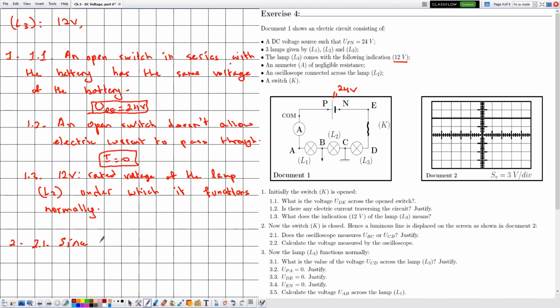Since the phase terminal is connected to B, and the mesh terminal is connected to C, then the oscilloscope measures, in this case, UBC.